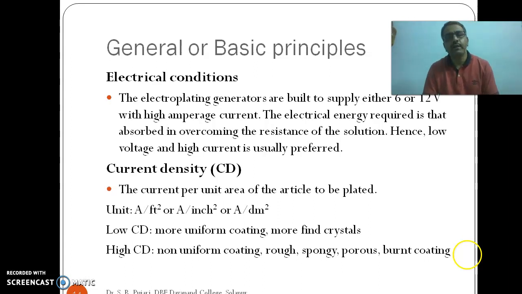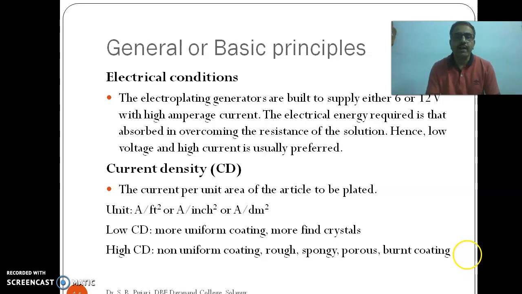The second important basic principle is current density. This is a very important concept in electroplating. Current density, by definition, tells us how much current is going per unit area of the article to be plated. It is always expressed in ampere per square feet, ampere per square inch, or ampere per square decimeter. This is the usual current density calculation with respect to the area of the cathode.